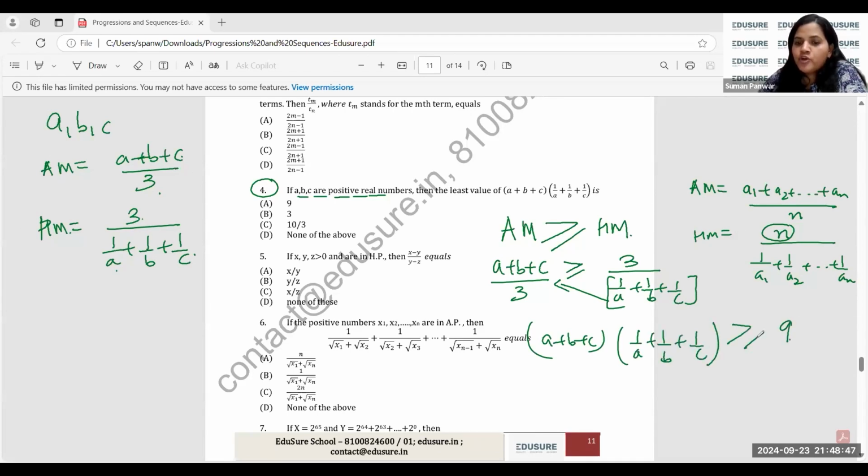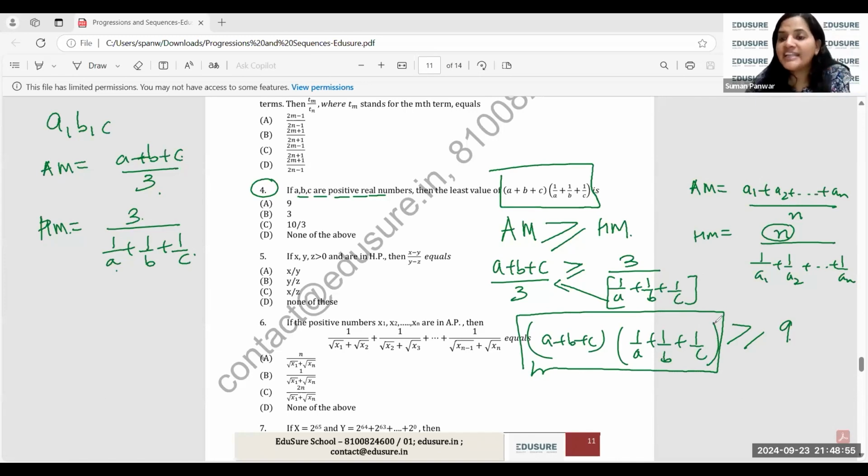So ये जो क्वांटिटी आपकी है, this is the quantity that they are asking for and this quantity is greater than or equal to 9. That means this particular expression will either take value 9 or greater than it. That means the least value of this expression is 9. Option number A. So this is one of the applications of this arithmetic mean greater than or equal to harmonic mean. So you will be facing these kinds of problems where you have to use this AM greater than or equal to GM greater than or equal to HM. Here the relationship between arithmetic mean and harmonic mean came into play.